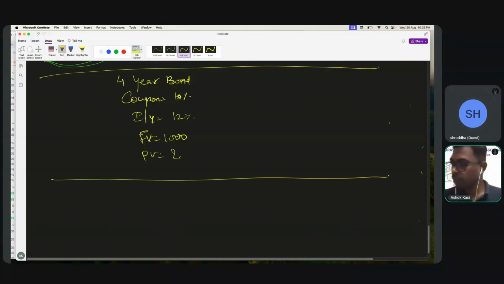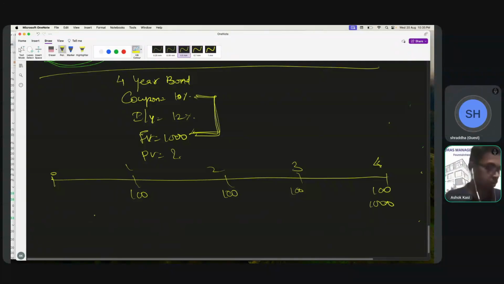So same way I'm going to value this bond. So year 1, year 2, year 3, year 4. Now I'm going to get 10 percentage of this 1000, which will be 100, 100, 100, 100, and then I will get back the principal amount 1000. So now the present value will be 1 by, what is the market rate? 12 percentage, raised to 1.